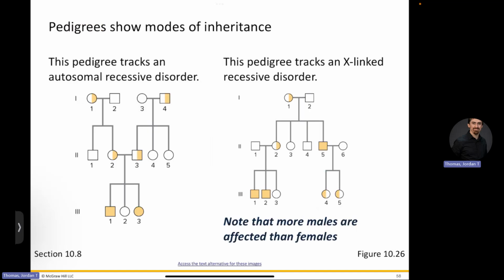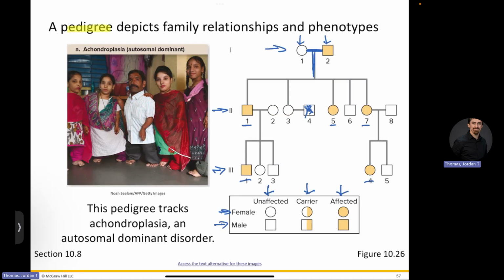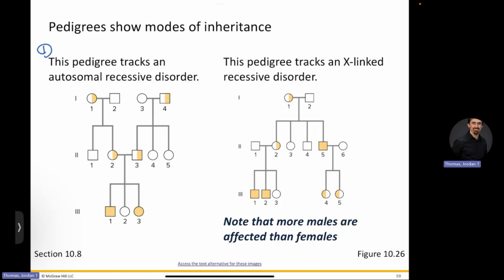Pedigrees show modes of inheritance. So in our first example here, this pedigree tracks an autosomal dominant disease. What I want you to notice right off the bat is that in autosomal dominance, we do not get any carriers. If the gene is present, the person is affected by it. And in autosomal recessive, we are getting carriers. So we do have carriers for the disease, and we have a lot more carriers than normal.